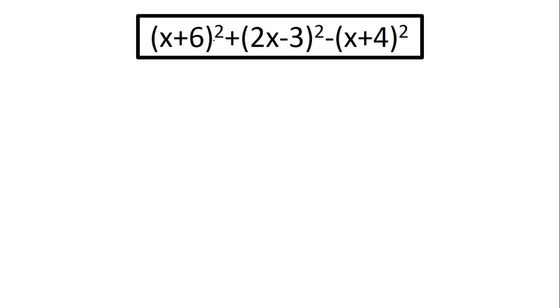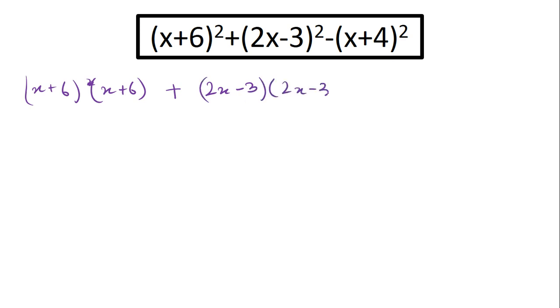So (x + 6) whole squared. Now again, it's your wish the way you want to do it. So (x + 6) whole squared, which means (x + 6)(x + 6), then we have a plus sign in between, and then I have (2x - 3)(2x - 3). Then I have a negative sign, then I'm going to put it in brackets just so that we don't end up making mistakes. Whenever there is a negative sign outside a bracket, it's better to put everything inside a bigger bracket, so that you don't get confused in the end.